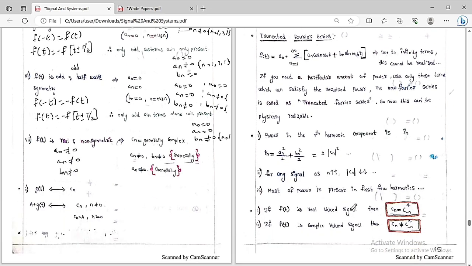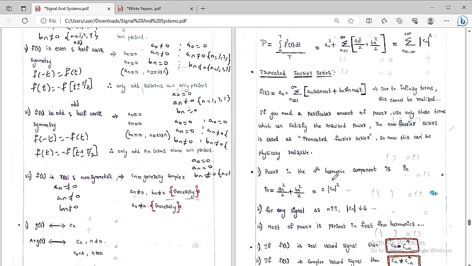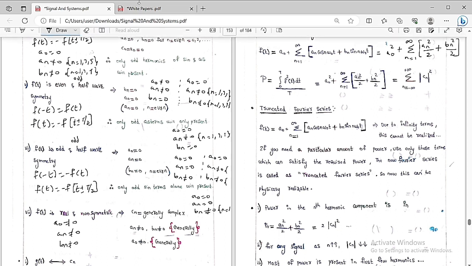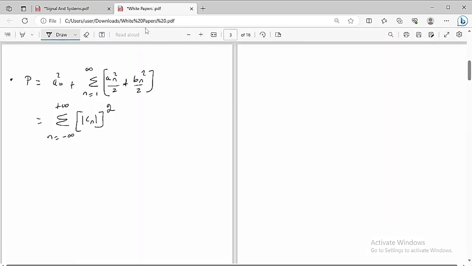So now the next point is power in the nth harmonic component, Pn. What is Pn? Pn is nothing but the power in the nth harmonic component. In the trigonometric Fourier series, what is the nth harmonic component? An cos n omega naught t plus Bn sin n omega naught t. This is the nth harmonic component.